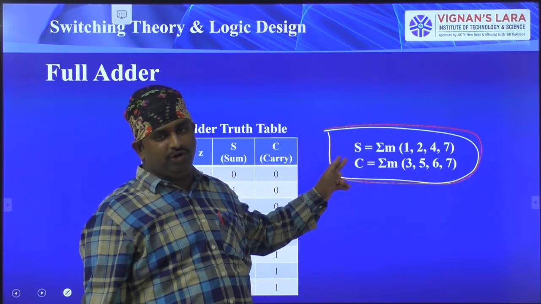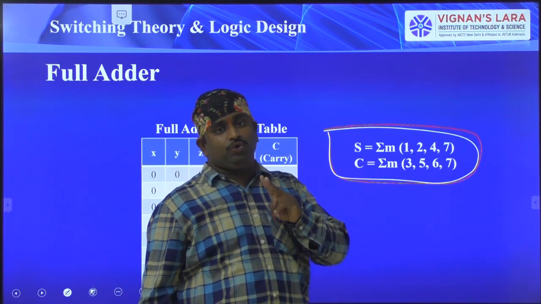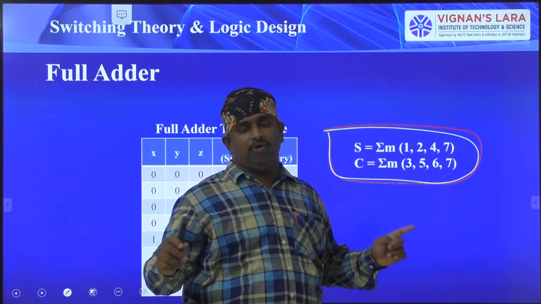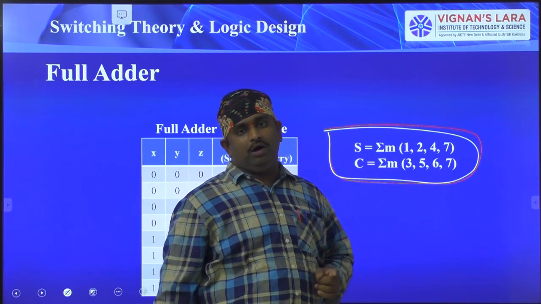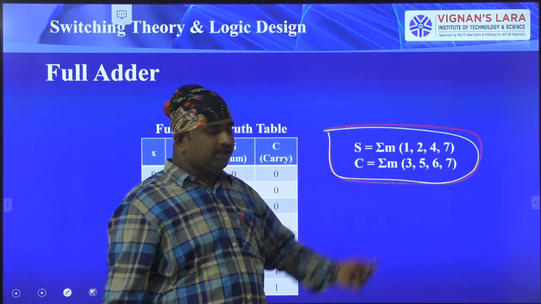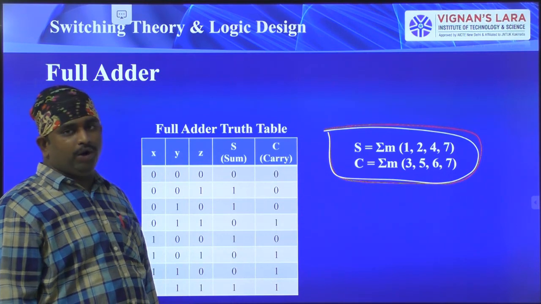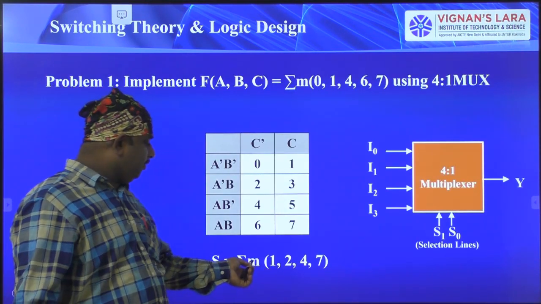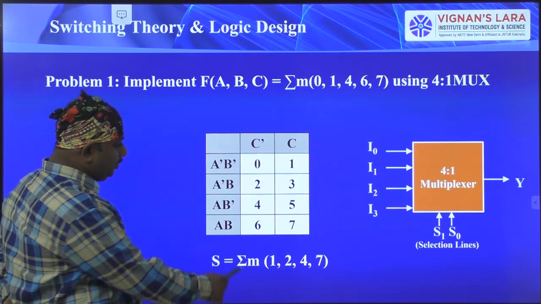Here we have two Boolean functions, which means two different problems. If two functions are there, you have to implement two separate functions with the help of a multiplexer. So first take S is equal to sigma small m of 1, 2, 4, 7.